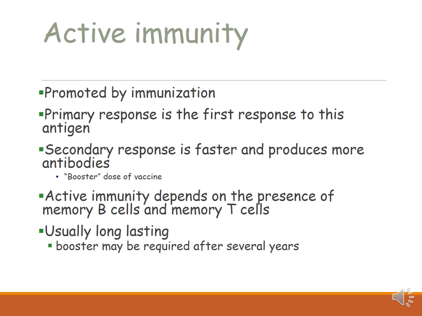So active immunity is promoted by immunization. The primary response is your body's first response to the antigen. Receiving a booster dose of a vaccine induces a secondary response, which makes your body able to produce antibodies much more quickly. Active immunity depends on the presence of memory B cells and memory T cells. Active immunity is usually long-lasting, and depending on the type of disease, a booster may be required after several years.